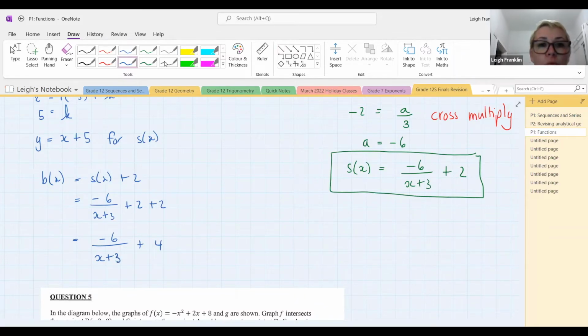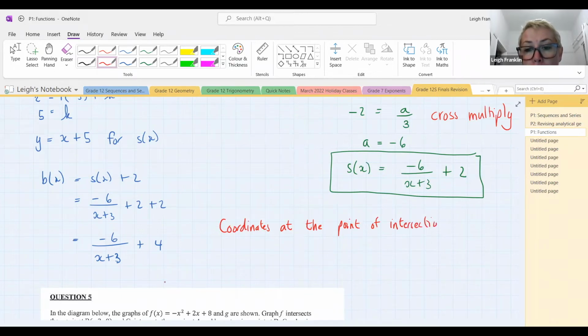So now we know that the coordinates at the point of intersection of the two asymptotes, I'll just write that down for you, the coordinates at the point of intersection of the asymptotes, okay, are going to be, in this case, minus 3 and 4. Does that make sense to everybody?